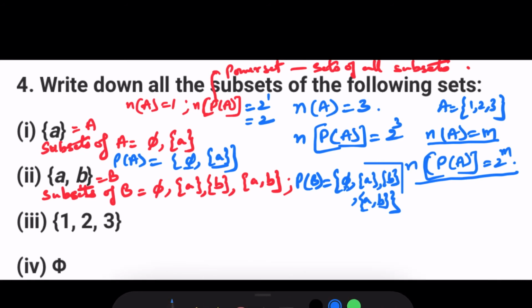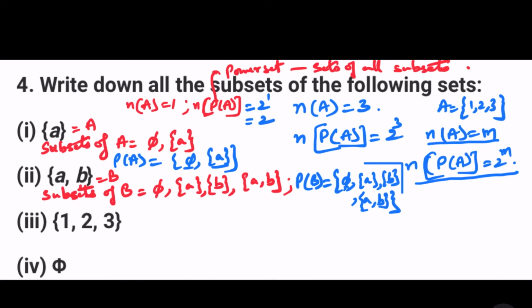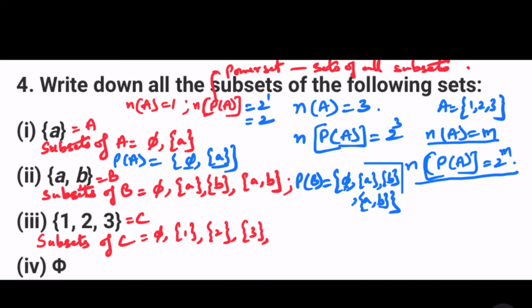Now going into the third problem here. What is the third problem here? Here 1, 2, 3 is given. So what are all the subsets of this? We'll see. Subsets of, you name the set as C. So subsets of C is equal to phi, 1, 2, 3, then you can write it as 1, 2, 1, 3, then 2, 3, then you can write one more as 1, 2, 3. So now totally how many you got? 1, 2, 3, 4, 5, 6, 7, 8 you got.